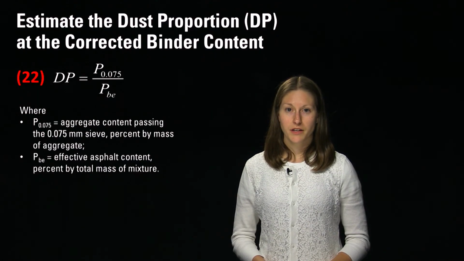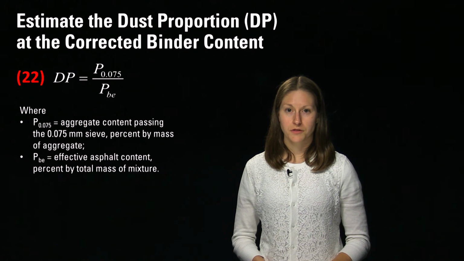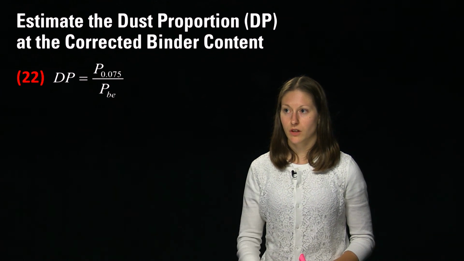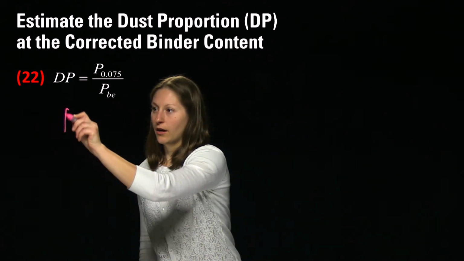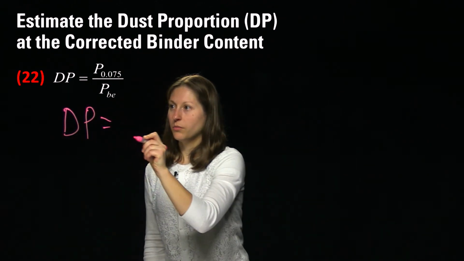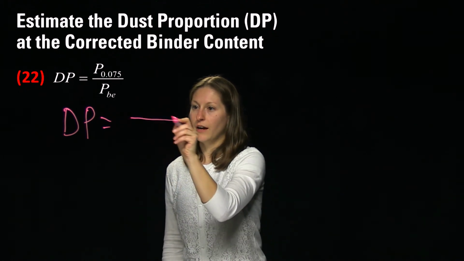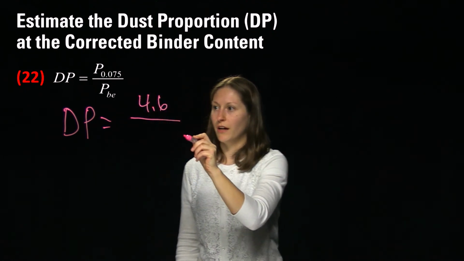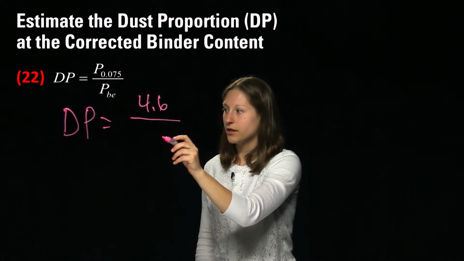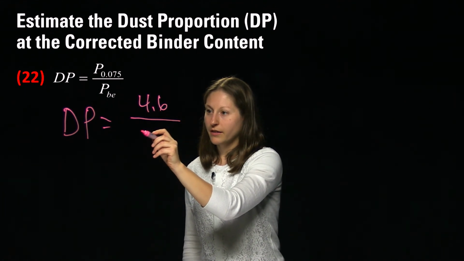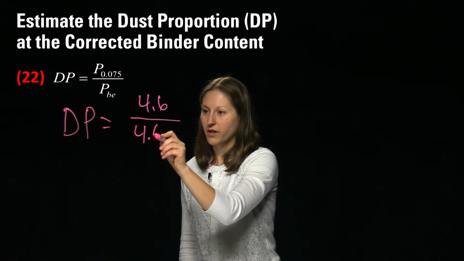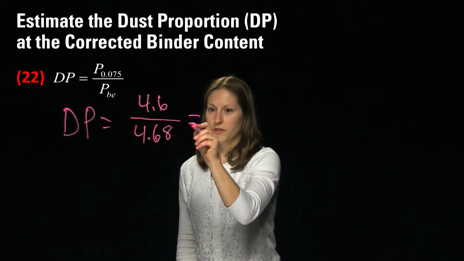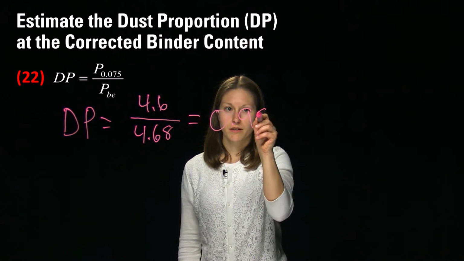We now have all the inputs required to calculate our dust proportion using equation 22. Recall that our P 0.075 was 4.6% based on our aggregate gradation, and we just calculated our effective binder content to be 4.68, which gives us a dust proportion of 0.98.